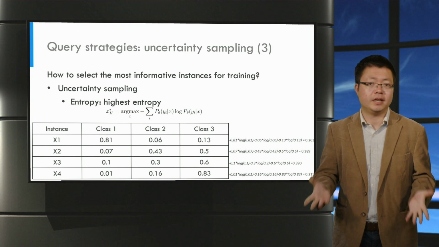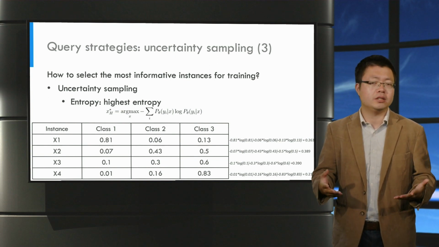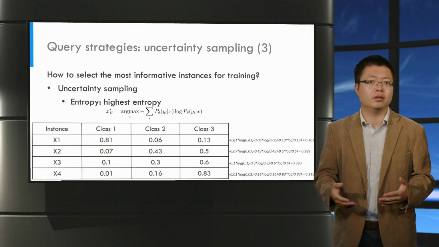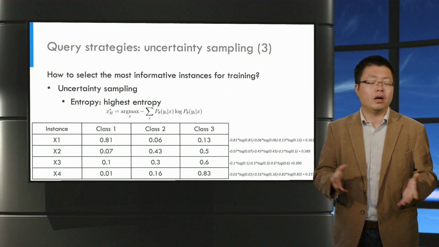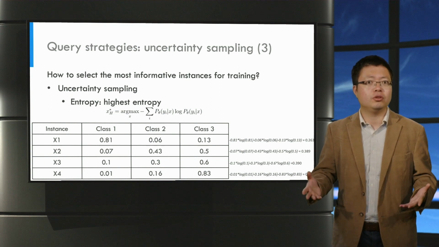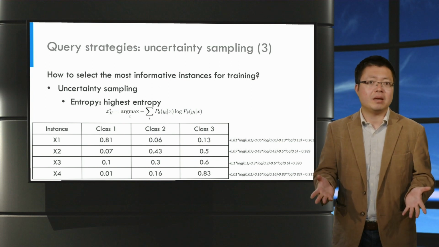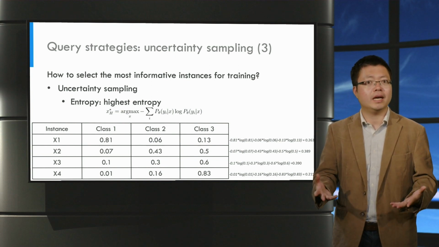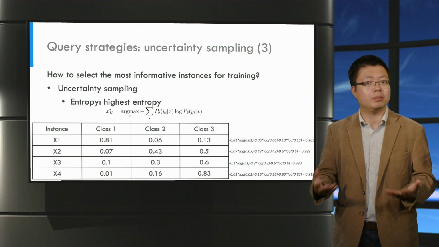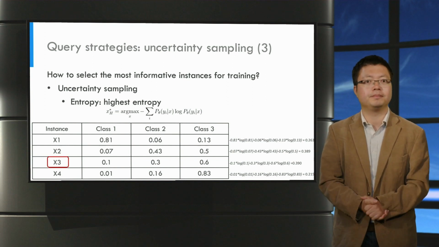Probability distributions that are more even, meaning more uncertain, would have higher entropy. For binary classification, entropy-based sampling reduces to the margin and least confidence strategy. However, the entropy-based approach generalizes easily to multi-label classifiers. In the same example, here is the result we will get using entropy-based sampling, and we will select x3 for labeling.